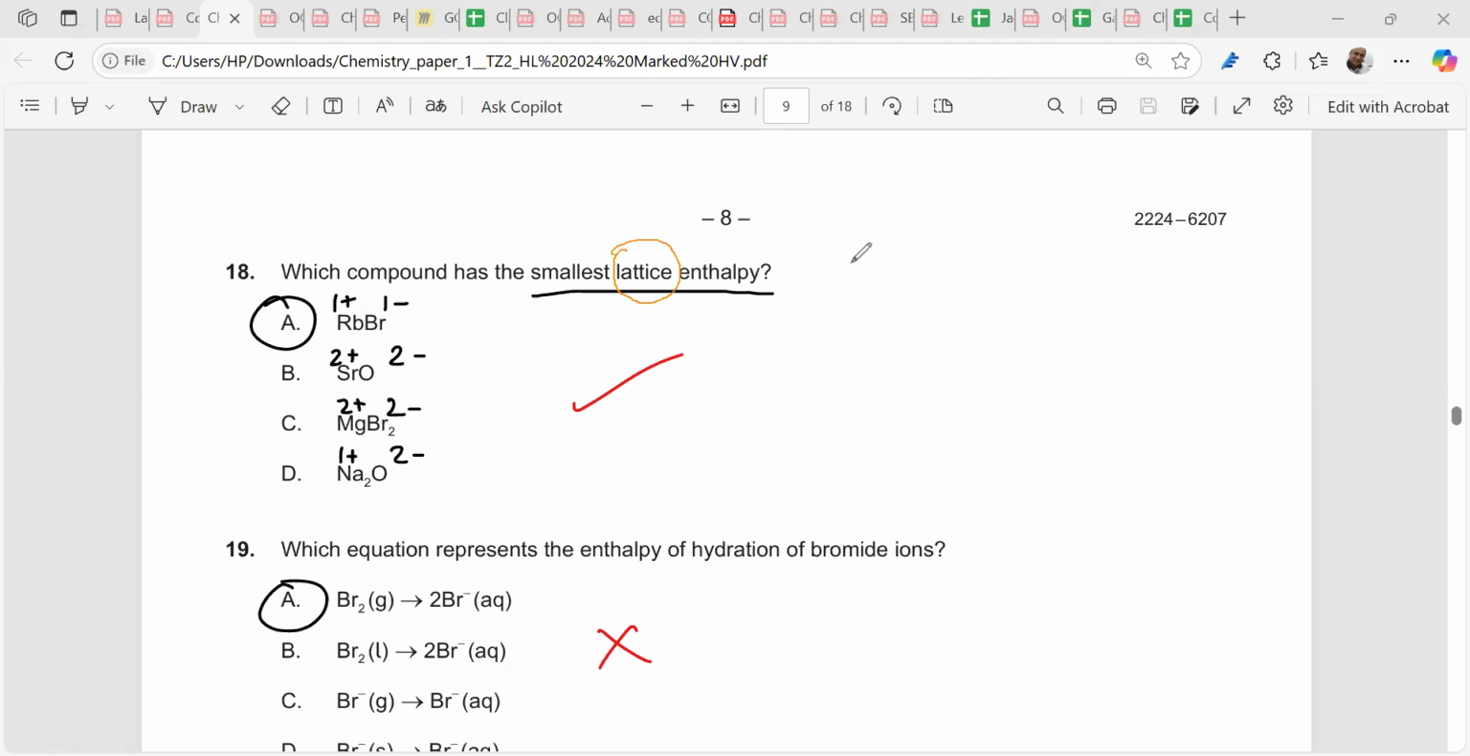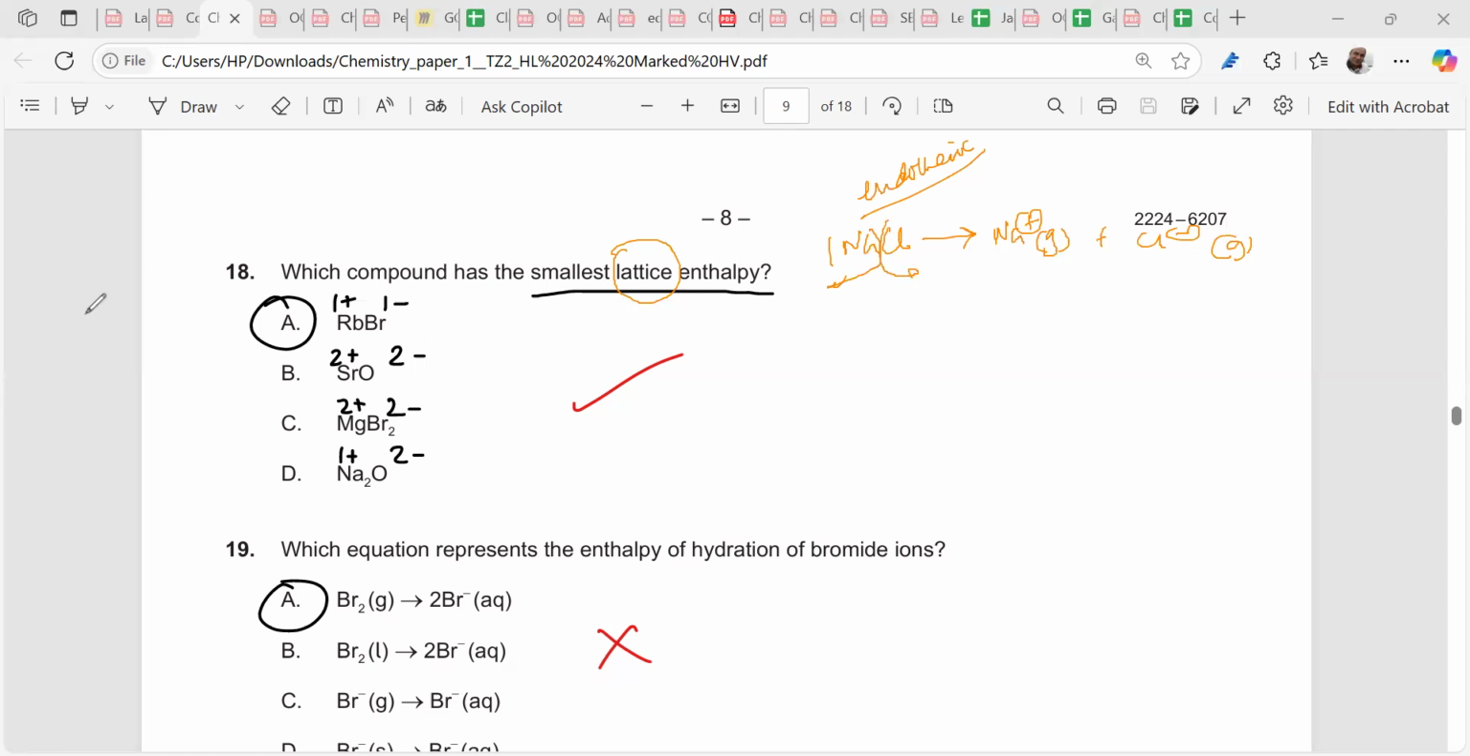Lattice enthalpy is the enthalpy change when one mole of the ionic solid is broken down into its gaseous ions. Gaseous ions. So this is the lattice enthalpy. Lattice enthalpy is always endothermic. Why is it endothermic? Because it needs energy to pull out these ions.